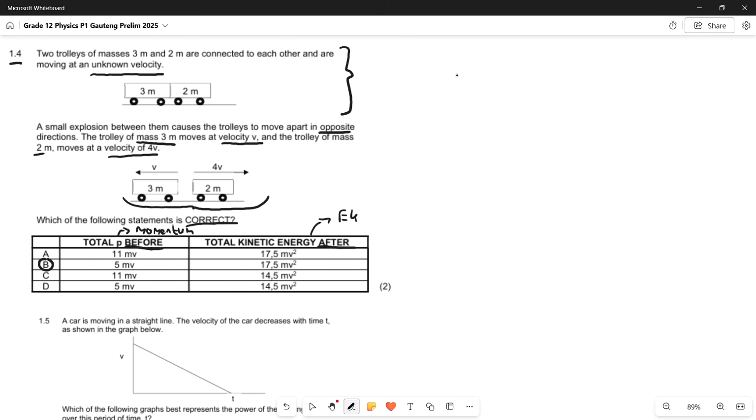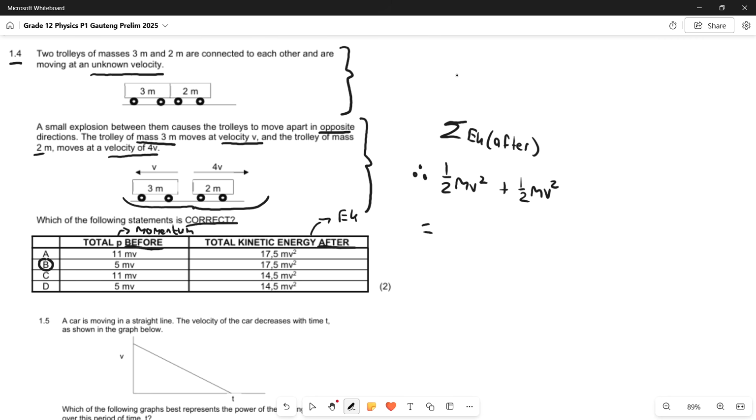For the total kinetic energy afterwards, we're going to be looking at this section over here of the question where we have them moving in opposite directions. And very similar to the previous question, we have our E of our EK, and this time it is just after that we're looking at, not the before portion, which means our EK formula is half mv squared plus half mv squared.